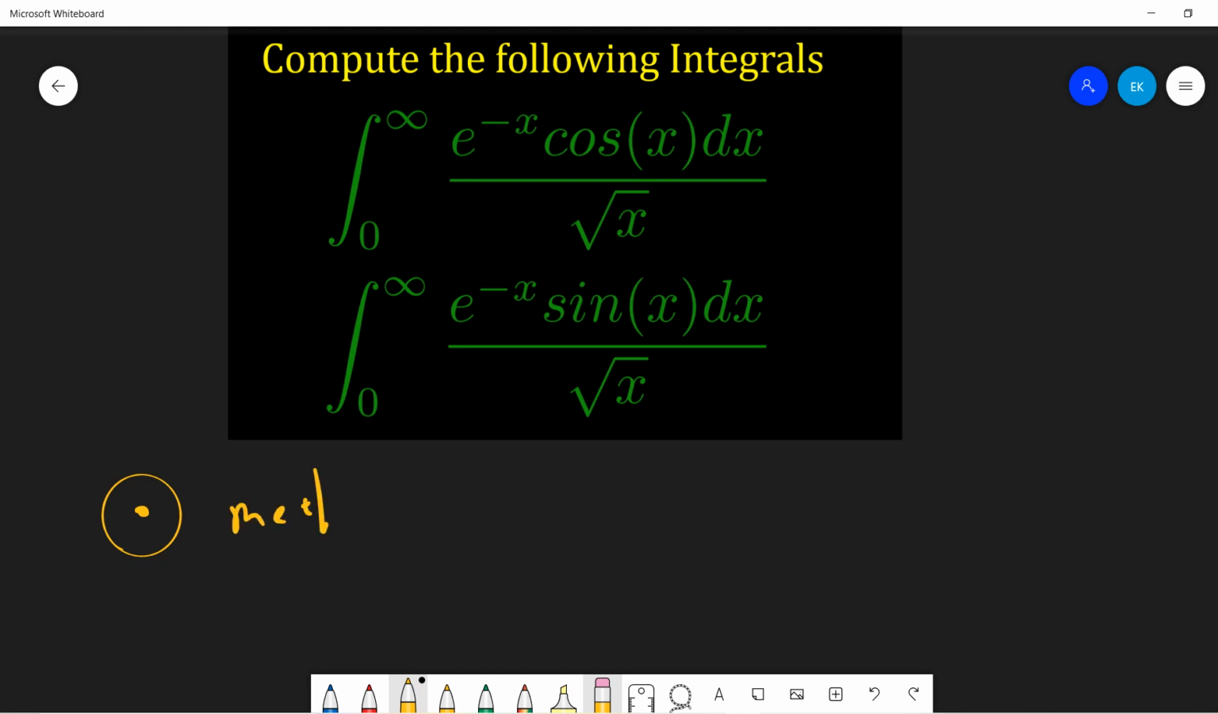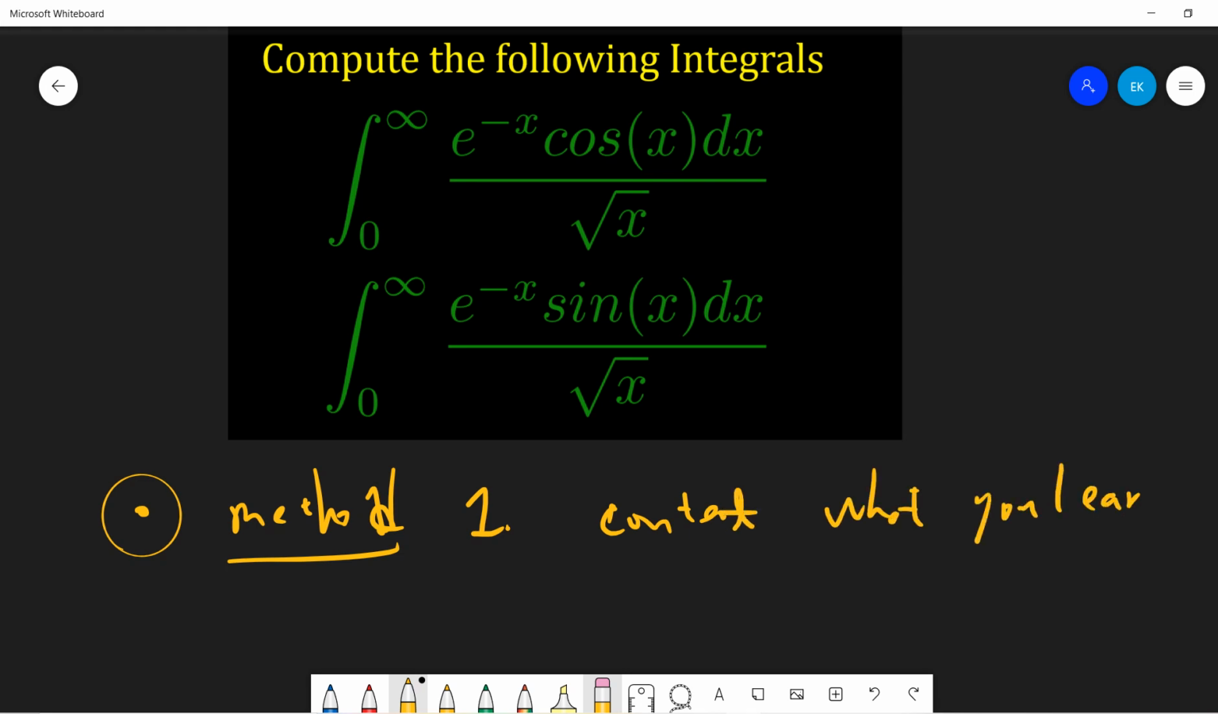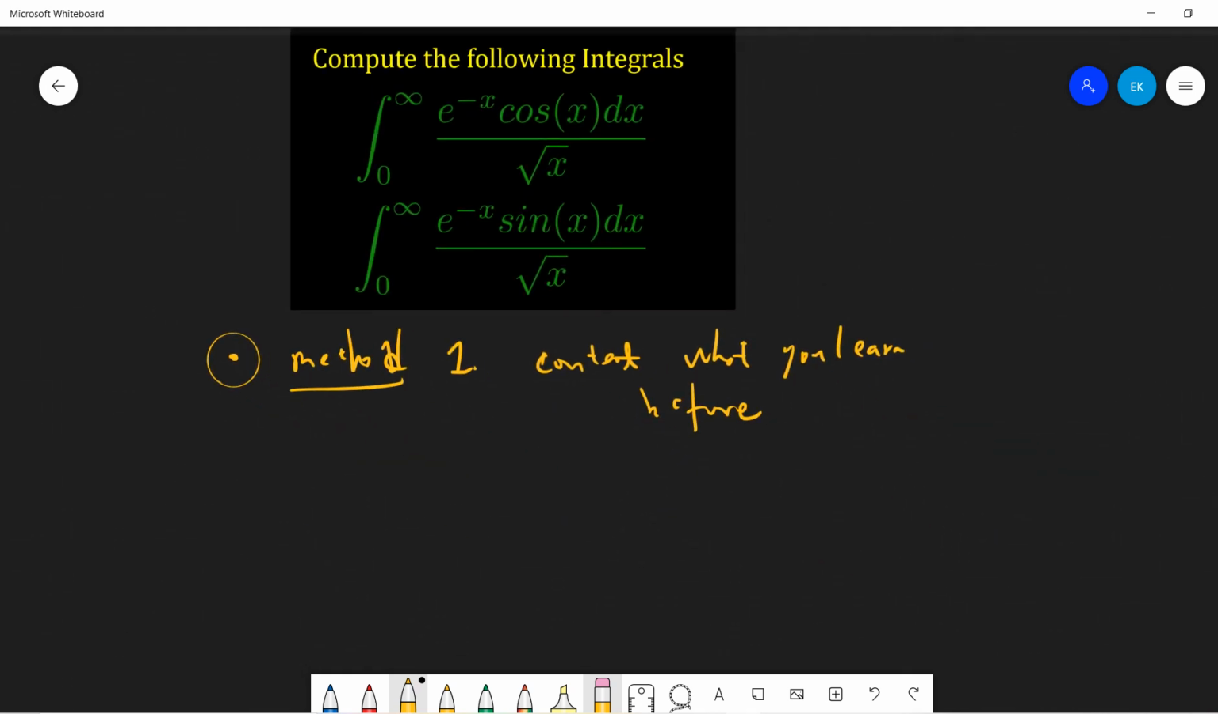Okay, so let's talk about method one. Usually the simple idea is to connect to what you learned before. You already know some famous integrals, and then you try to connect. The idea is, let's say y equals square root of x. So let's say we solve the first one. We got this one.